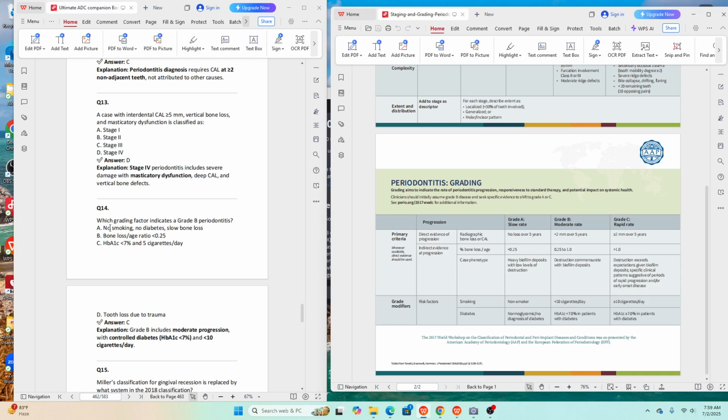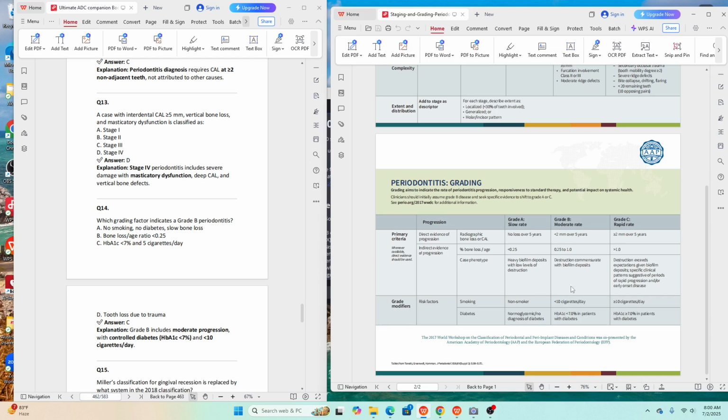Understood? So what is our question? Which grading factor indicates a grade B periodontium? So grading factor, basically grade modifiers they are saying. No smoking, no diabetes, slow bone loss. Okay, is that the factor which is deciding a grade B periodontitis?